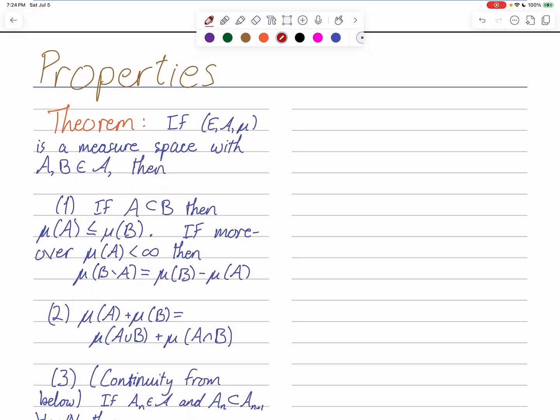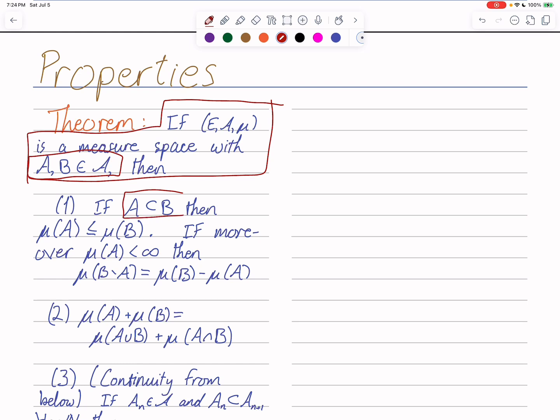Okay, let's now state some properties of measure spaces, and we will prove them down below. So let's start with this measure space that is E, A, mu, and let's also have a couple of measurable sets, A and B. And now we're going to make the following claims.